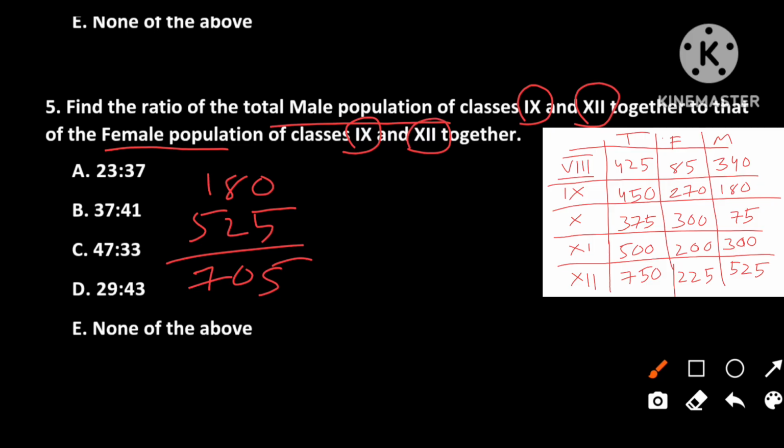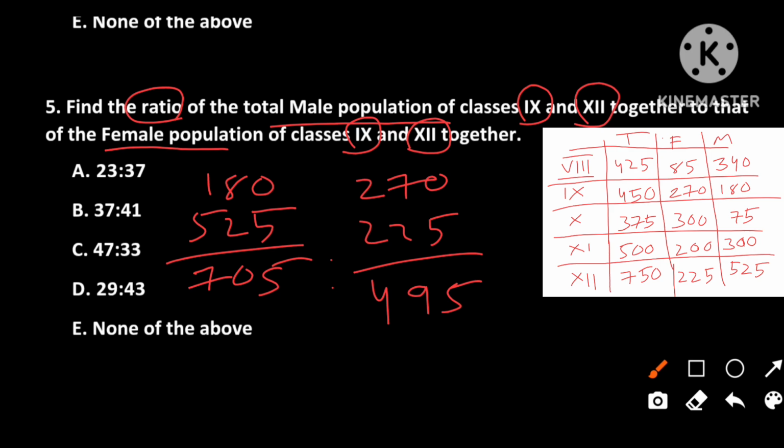Okay, female in 9 and 12. Asking about ratio. Female in 9, which is 270 and 12 is 225. Sum is 495. So we got 705 is to 495. So we can eliminate this with 5, 3 times, 3 times, 3 times. So we got 47 is to 33. Option C is our answer.